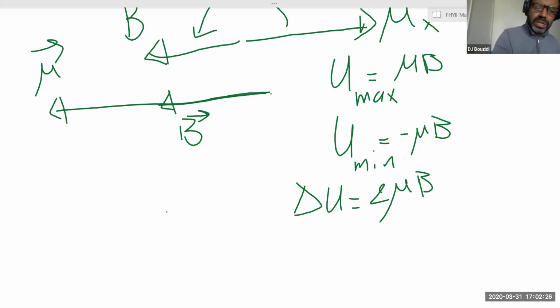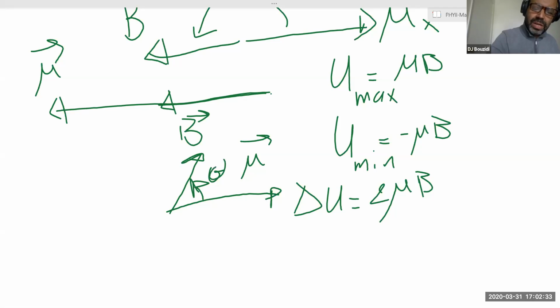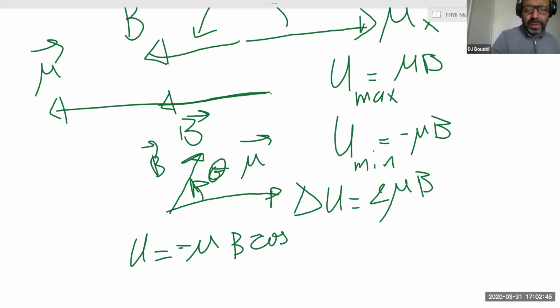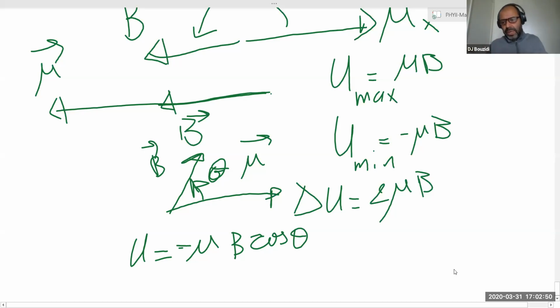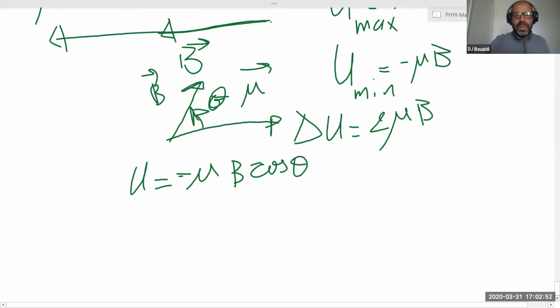In any other configuration, where this is mu, for example, and this is B, and the angle between them is theta, then the energy is going to be equal to minus mu times B times cosine of theta, which is somewhere in between. So there is a region here between the lowest and the highest energy possible. This discussion is valid for both the electrical dipole and the magnetic dipole. Both of them have the same discussion.